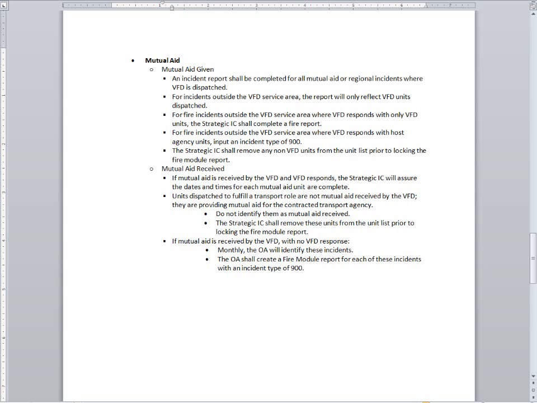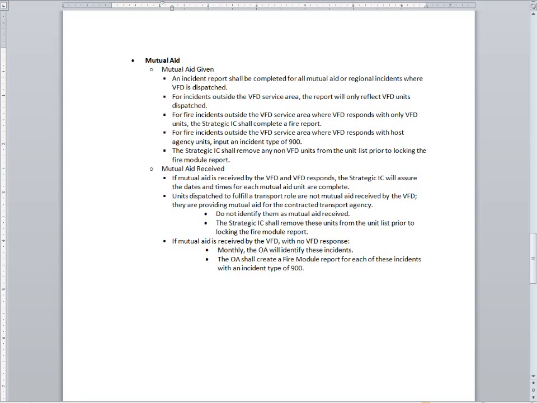So we'll start with mutual aid given. Remember, this is where we are giving mutual aid to someone. So an incident report shall be completed for all mutual aid or regional incidents where the VFD is dispatched. Again, we have a legal, a political concern. We also need to document what we did, and we need to document that we actually provided it.